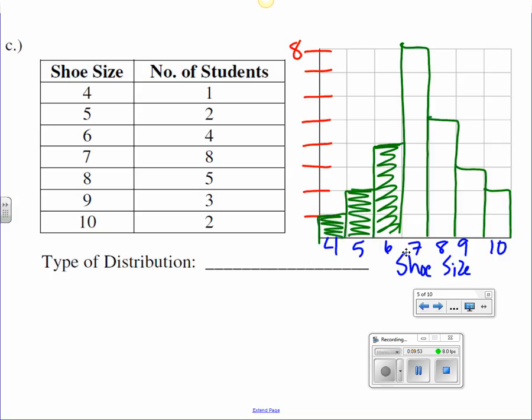Technically, you have to do the bars, but I mean, do I grade your notes? Yes. You're not going to have to make one of these on the test.